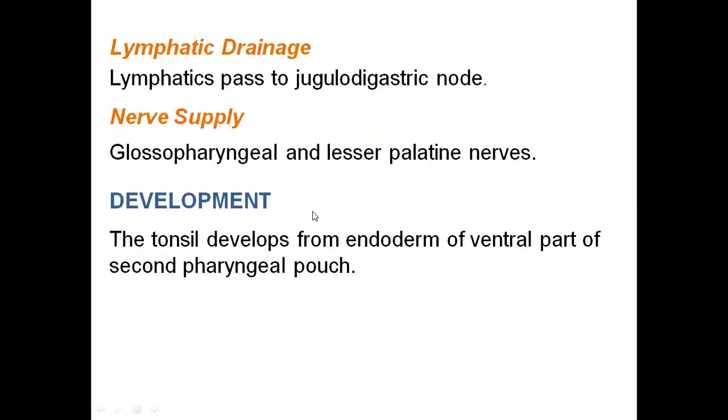Lymphatic drainage, it drains into jugulodigastric node. Nerve supply of tonsil comes from glossopharyngeal and lesser palatine nerves. Tonsil development, embryology: it develops from the endoderm of the ventral part of the second pharyngeal pouch.